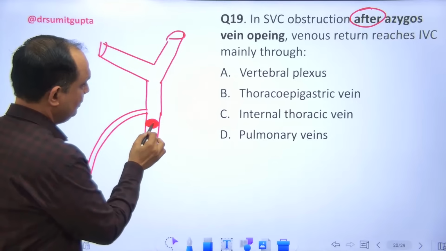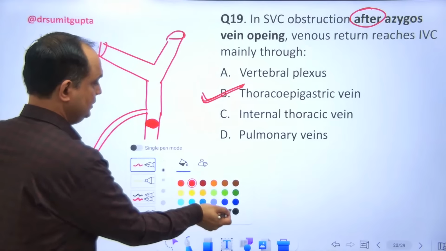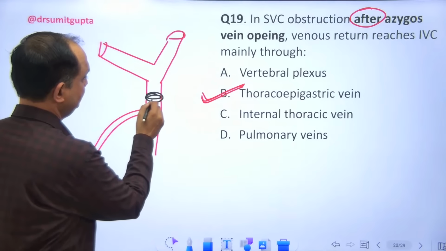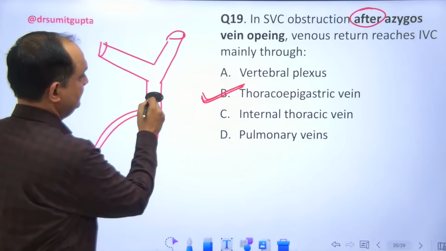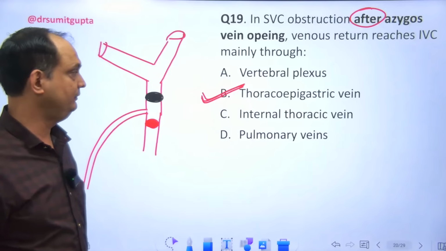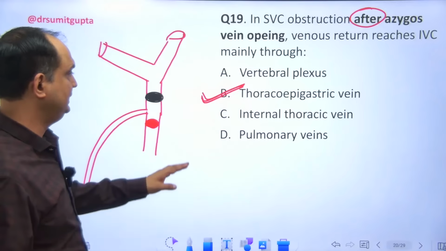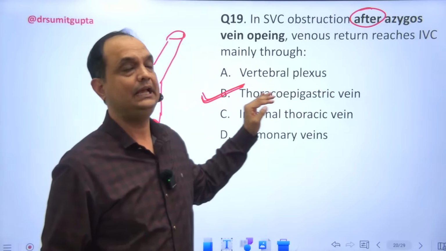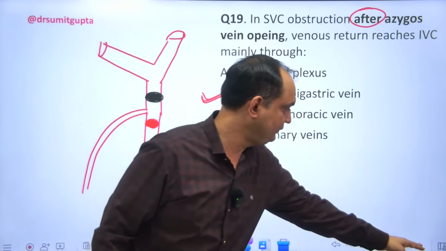Now the answer is the thoracoepigastric vein. Clear? So what is the answer? B, thoracoepigastric, because it is after the azygos vein opening. If the question were before the azygos vein opening, suppose the blockage is there, then how will the blood go? Then we'll have the involvement of the thoracic veins. Clear? So this is the important thing.